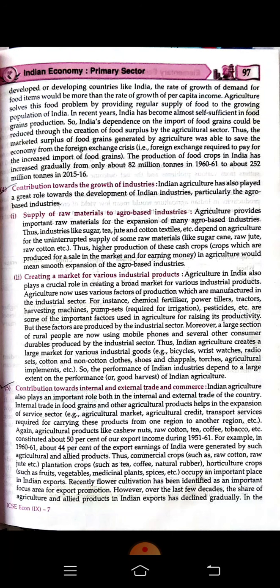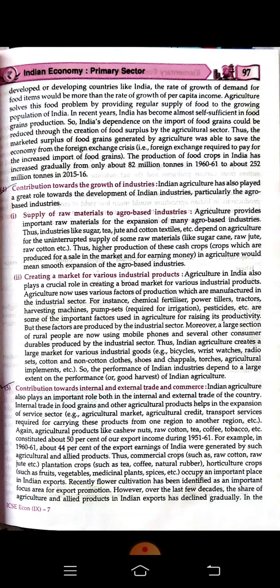Contribution towards the growth of industries. Indian agriculture has played a great role towards the development of Indian industries, particularly the agro-based industries. What is the meaning of agro-based industries? The industries which use the raw materials which they get from agriculture, like for example, cotton textiles. The cotton textiles industries make cotton clothes. They have to get cotton first, and this cotton comes from agriculture itself. Like the sugar industries, when they want to make sugar, they have to get sugar cane which is cultivated in the fields, right?